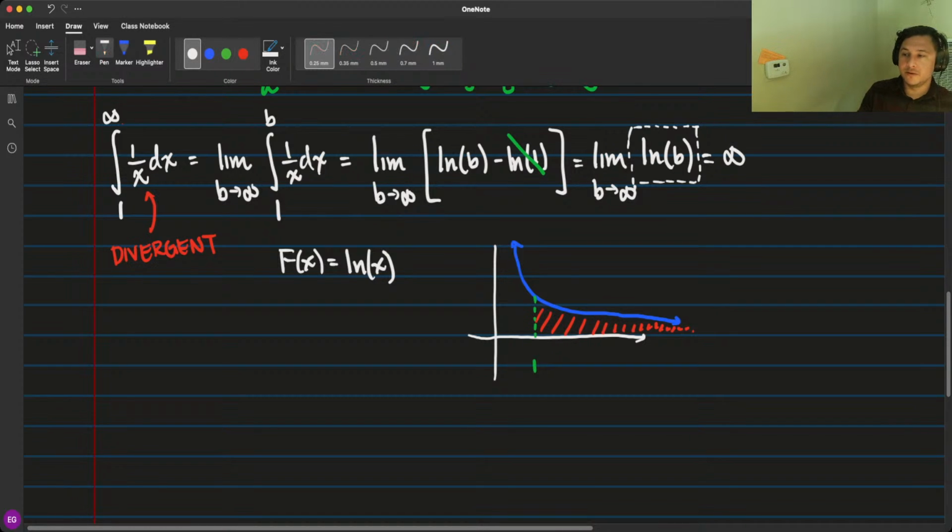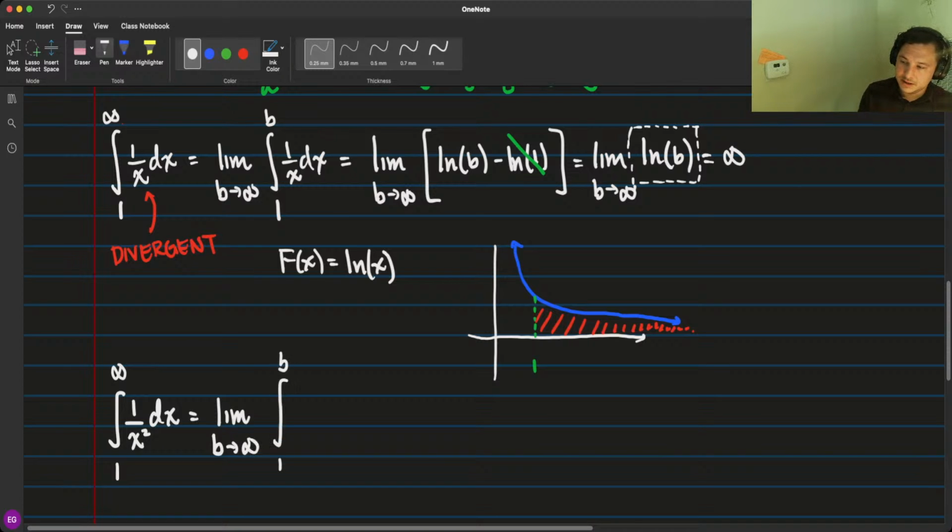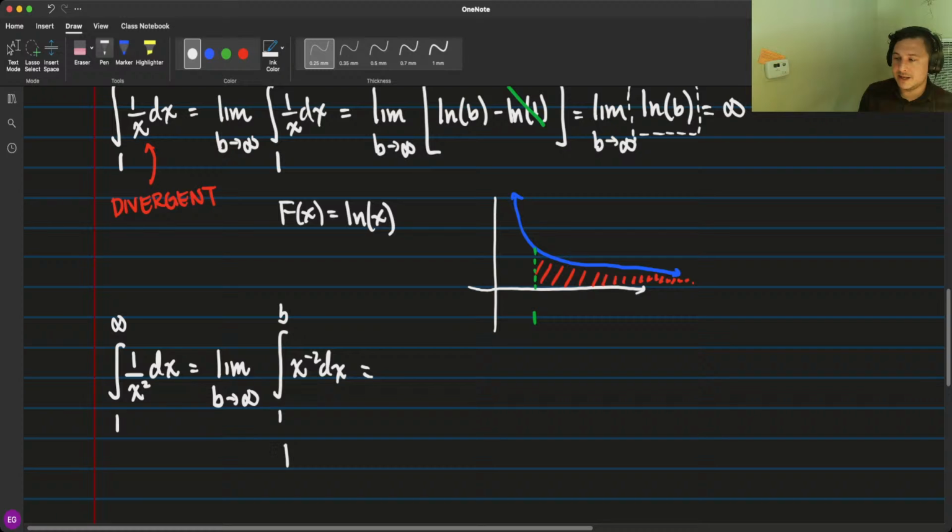But let's do a different one. Let's do the area from 1 to infinity under 1 over x squared. So that's an improper integral, and we can turn it into the limit as b goes to infinity, integral from 1 to b of x to the minus 2 dx. What is the antiderivative of 1 over x squared?